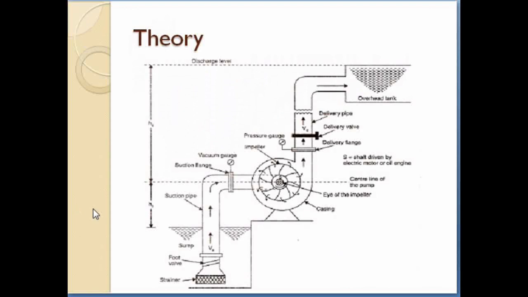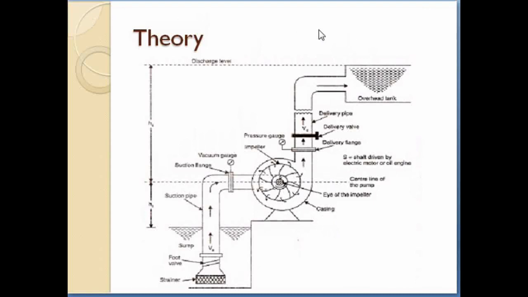The theory behind the working principle of a centrifugal pump is that it has mainly three parts. One is the centrifugal pump here, and it has a sump or suction area, and there is a delivery area, or we can say this is the delivery pipe. So any fluid, water or any fluid, is made to flow from the sump to the overhead tank due to the work done on the fluid by the pump.